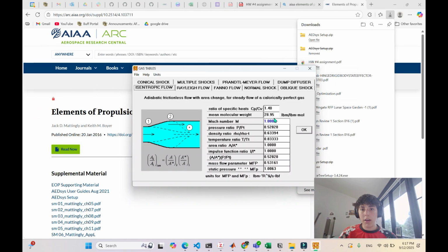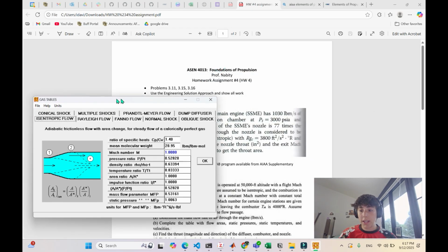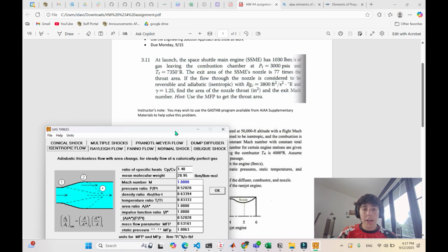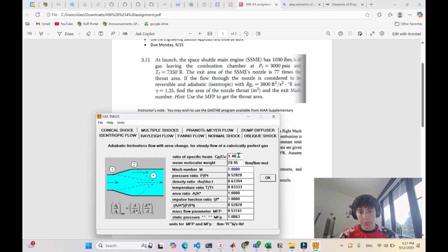So now let's look at these problems and see how GasTab can be useful. For this one, we're trying to find the Mach number. We know the gamma value, so let's put that in, 1.25. Okay. And then we also know the area over the area of the sonic condition, because it says the exit area of the nozzle is 77 times the throat area.